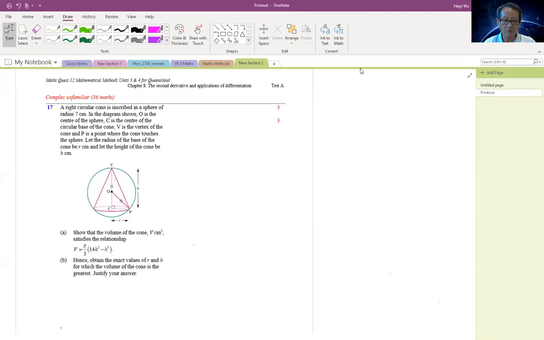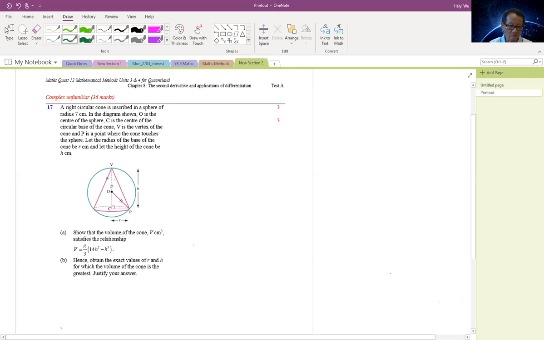Hello, today we're going to solve this question here. It's a complex familiar question. What I'm going to do is just read the question. We need to use the second derivative to find the maximum volume of this cone.